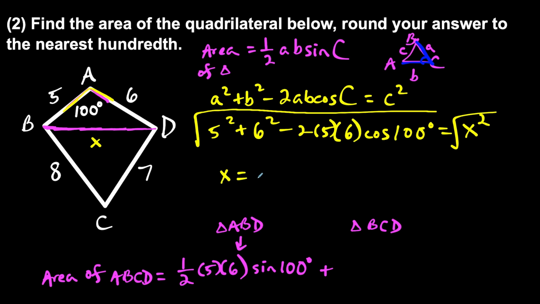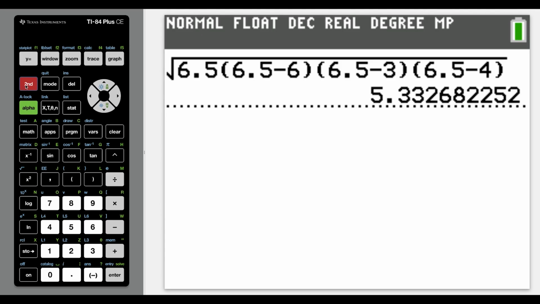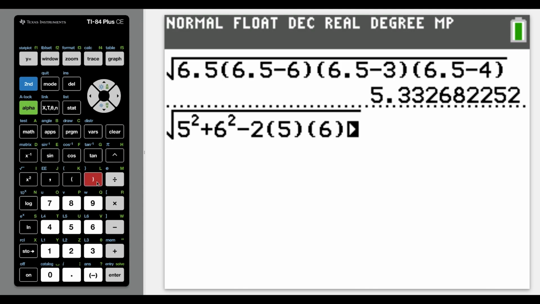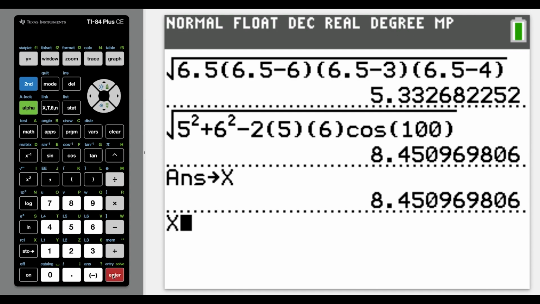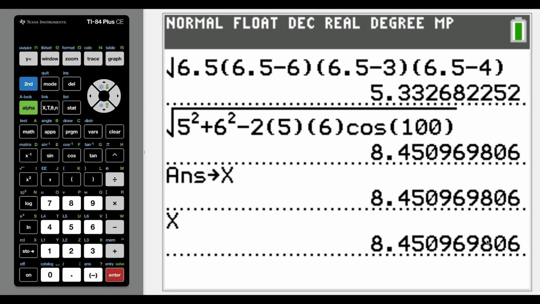So x equals, and the rest here is calculator work. So to find x, we have the square root of, and we just type everything in. What we had was 5 squared plus 6 squared minus 2 times 5 times 6, and then cosine of the angle between those two, which was 100 degrees. All right, and we took the square root of this. So this is going to give us the value of x. Now we could just store this as the letter x, so that anytime I press x now, it's going to be stored here, and that's just going to make it easier for the final stage.